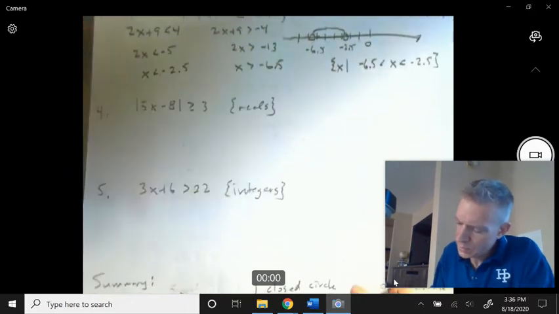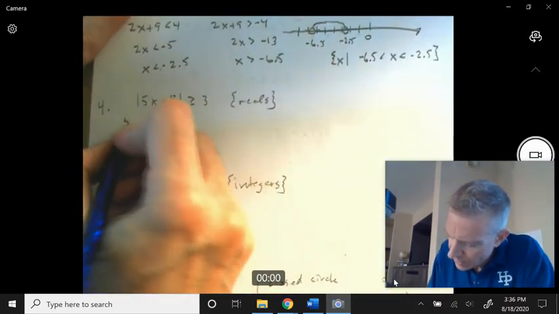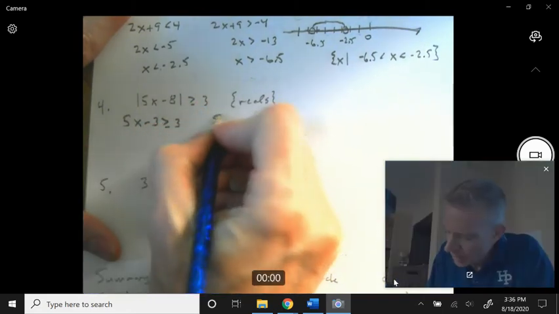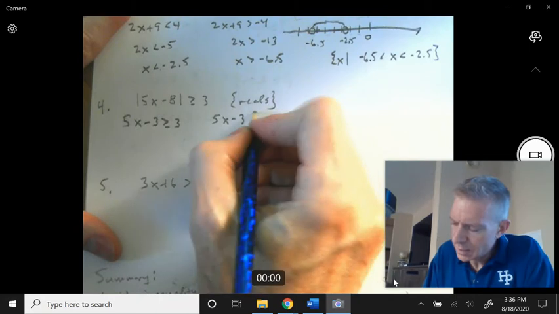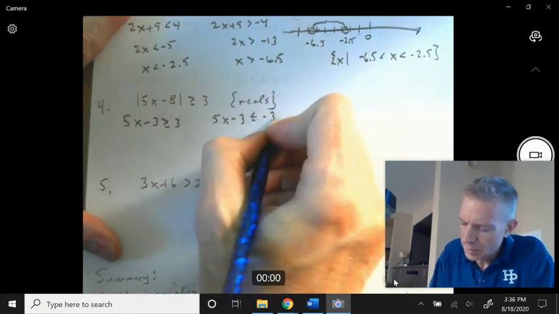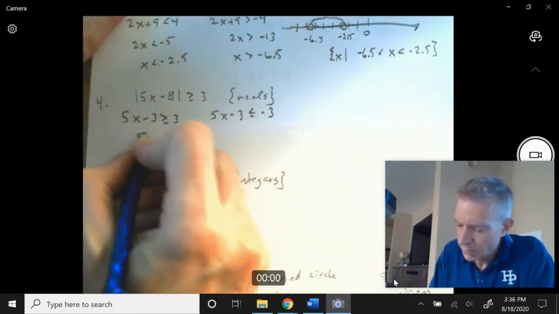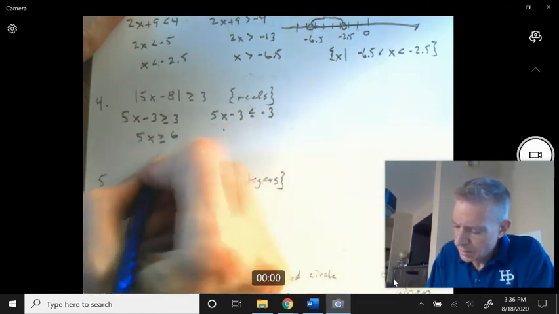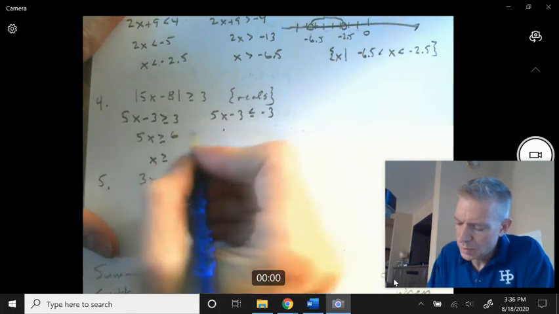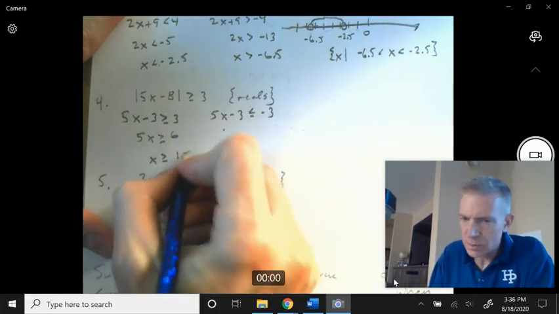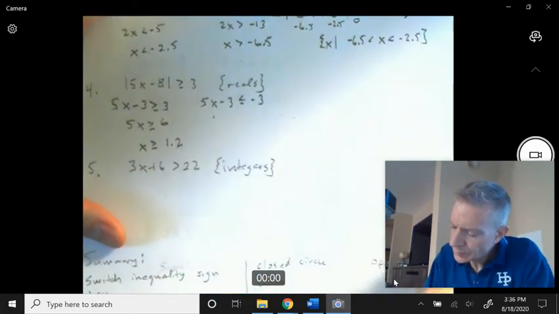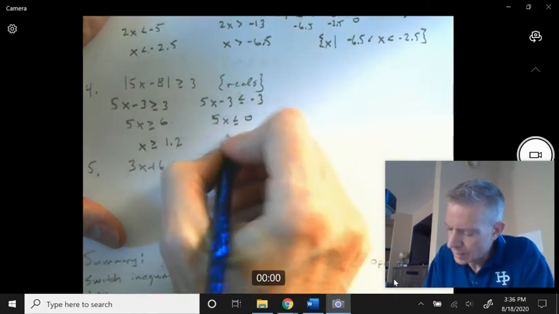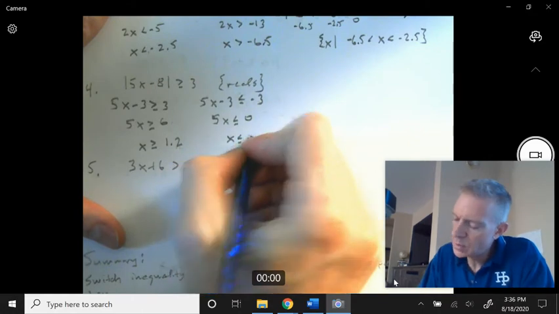Okay, the next one, let's split this up. 5x minus 3 is greater than or equal to 3. 5x minus 3 less than or equal to negative 3. 5x greater than or equal to 6. x is greater than or equal to 6 over 5, which is 1.2. And 5x less than or equal to 0. So x less than or equal to 0.